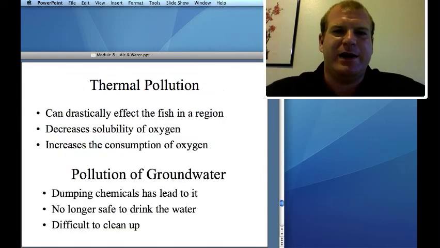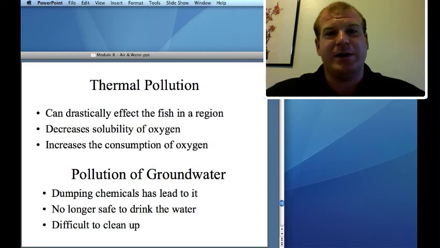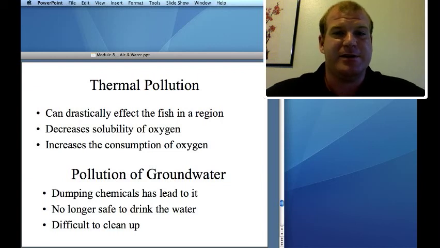So that's an example of bioaccumulation. So thermal pollution can affect the fish in a region. The problem is that, in general, when you increase temperature, the solubility of gases goes down. You know this because cold soda holds on to its carbonation longer than warm soda does, right? So the same thing applies to oxygen. Warm water will not hold very much oxygen.